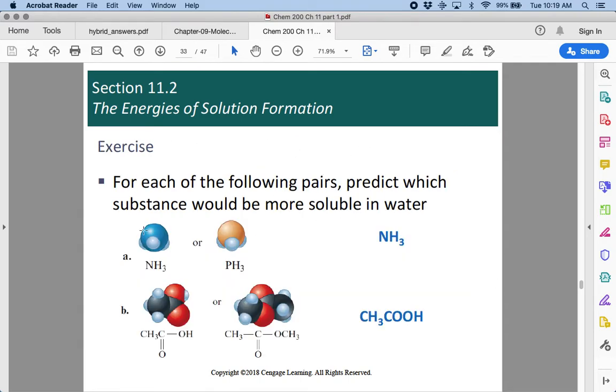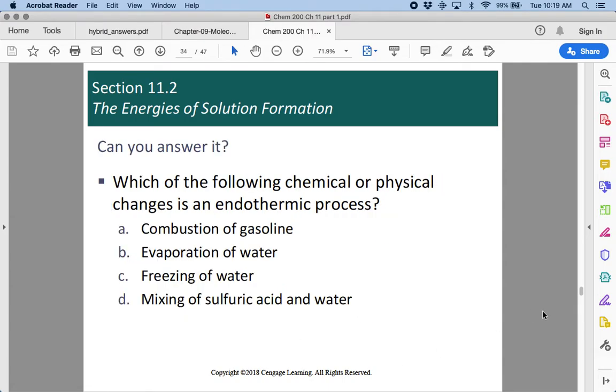For each of the following pairs, predict which would be more soluble in water. If we have these two compounds here, which one would be more soluble in water? The NH3. If we have these two compounds here, again, I know it's kind of hard to visualize in the space-filling model, but by the Lewis structures, you should be able to determine which one is the better choice. In this case, CH3COOH is a better choice than CH3COOCH3. Go ahead and answer this question.